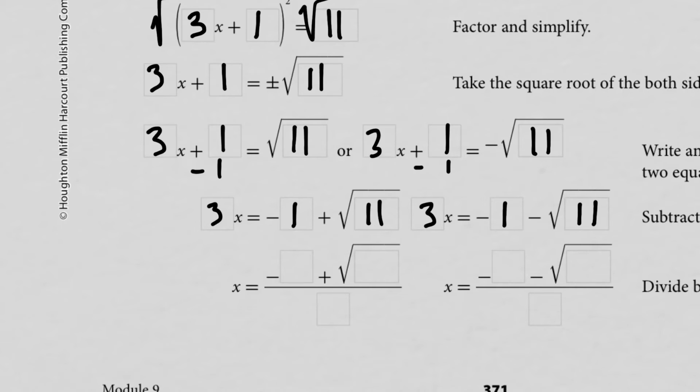And finally, you're going to divide by 3 to get rid of the 3. Divide by 3 here, divide by 3 on that other one as well. It's negative 1 plus radical 11 over 3, and negative 1 minus radical 11 over 3.